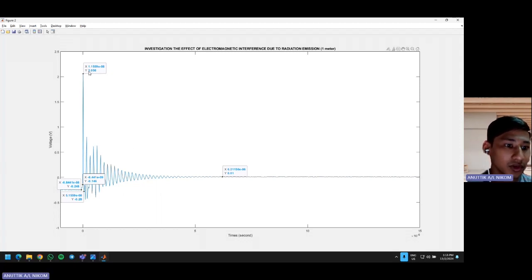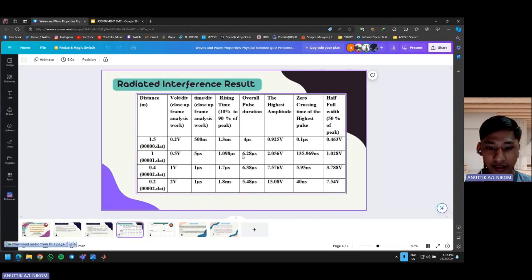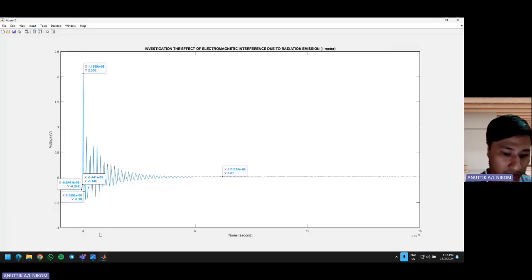The y value is 2.056 volt for the voltage spike at the peak, and the minimum is negative 0.424x volt. For the overall, as I said, we get 6.2x microseconds, and the rising time is 1.09x microseconds. For the time per division we get 5 microseconds, and we use 0.5 volt per division.